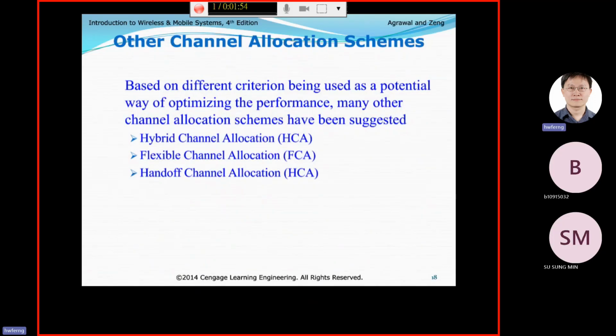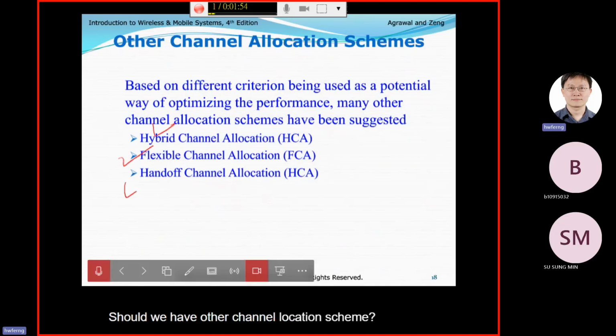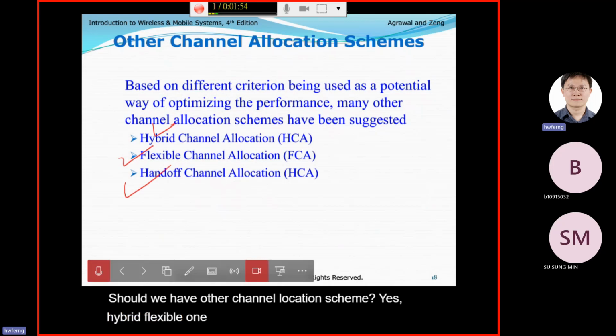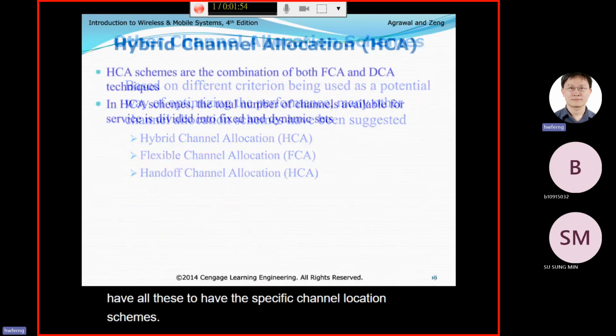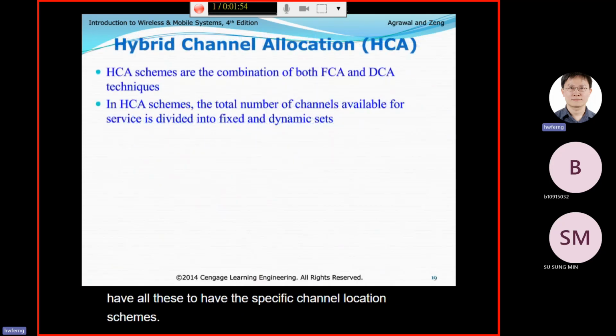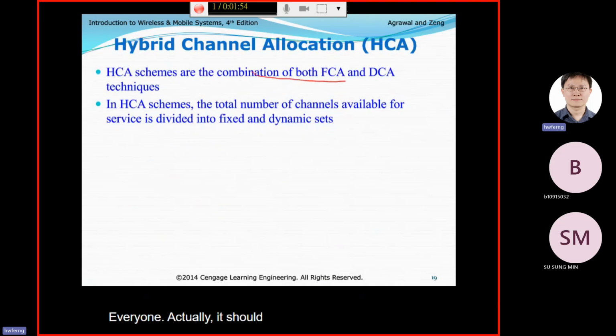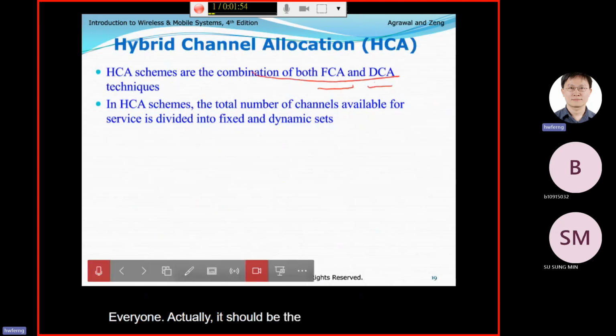Well, should we have another channel allocation scheme? Yes: hybrid, flexible, and one that considers handoff. So that we have all of these specific channel allocation schemes. The hybrid one should actually be the combination of both FCA and DCA.